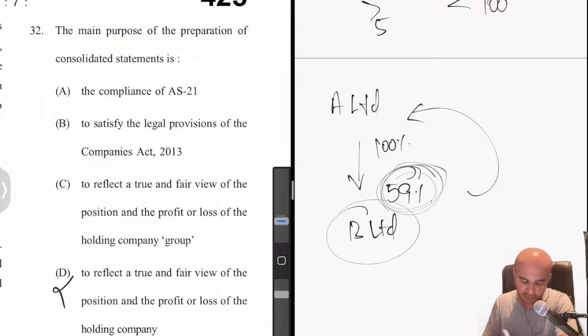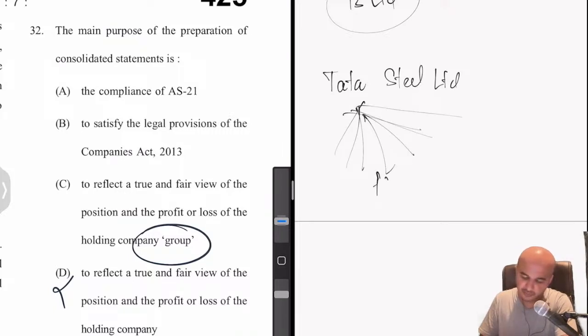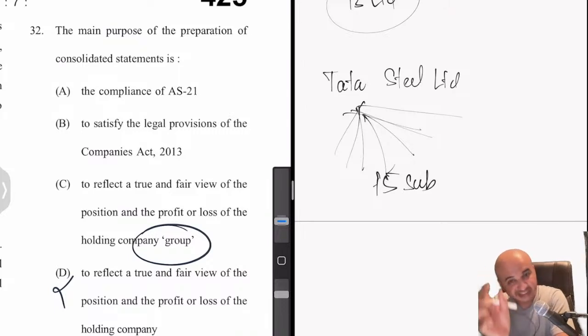To reflect a true and fair view of the position and profit or loss of the holding company. No, obviously not D. So we are worried about the group company, because imagine a company, imagine Tata. So for example, Tata Steel Limited is the holding company. They have various subsidiaries. Let's say some 15 subsidiary company. Now I want to know not only the standalone position of Tata Steel Limited as to how they have performed individually as Tata Steel Limited. I would also like to know what is the overall group position, meaning there are 15 subsidiaries of Tata Steel.